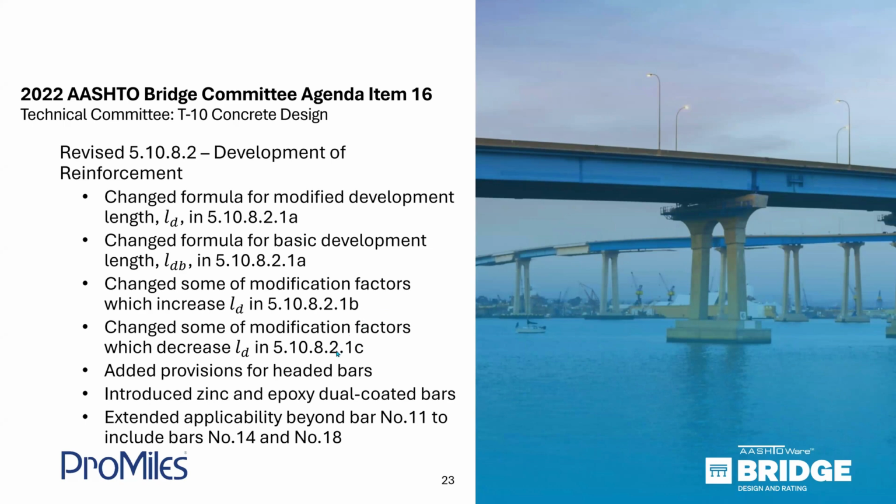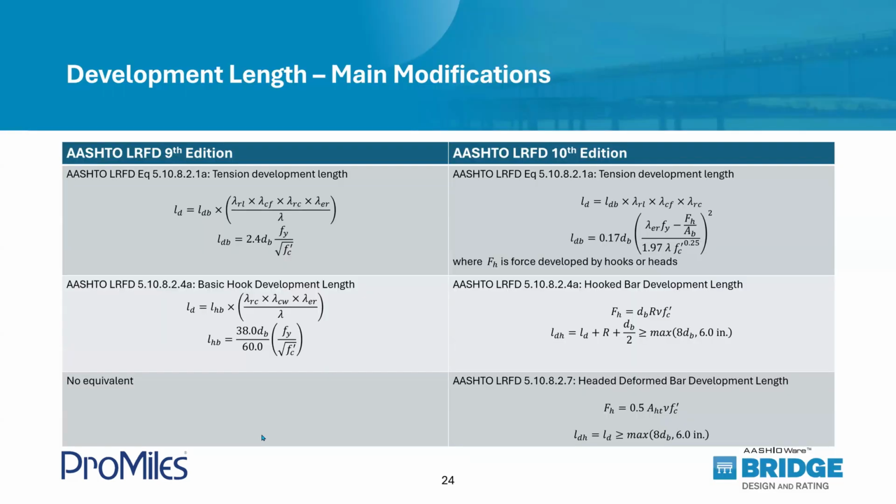So we implemented that. Then there have been provisions added for the headed bars, and there is a new bar type, dual coated zinc and epoxy coated bars. So we also added that. And AASHTO LRFD 10th edition extended applicability of these formulas beyond bar 11, which was the limit before. Now these formulas also apply to bar sizes 14 and 18.